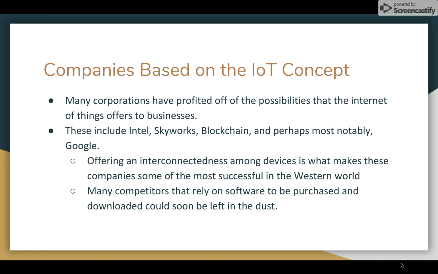So, offering an interconnectedness among devices is what makes these companies profitable in the first place. So that's what makes Google profitable: you can access your Google account, your Google Drive, Google Slides, etc., from a variety of different devices, whether it's at home or at work. Intel, same thing, provides the processing system that makes all this possible, putting this into computers. That's all you would need for your Internet of Things to be fully compatible.